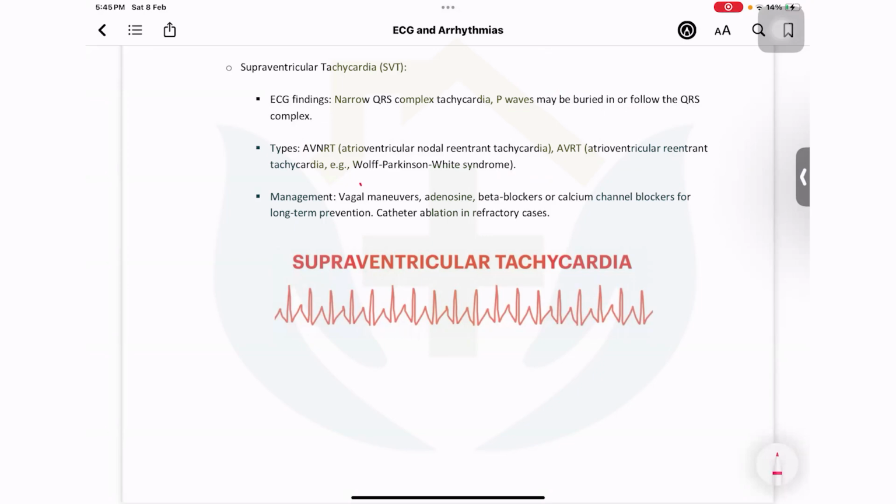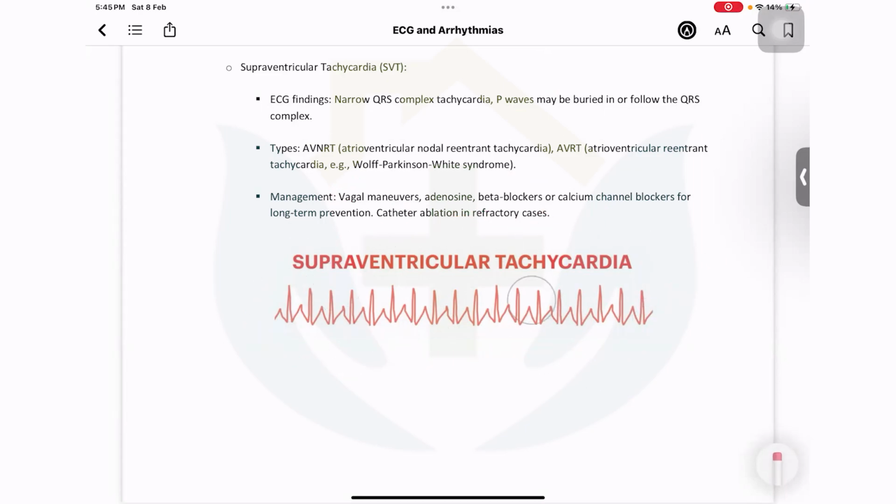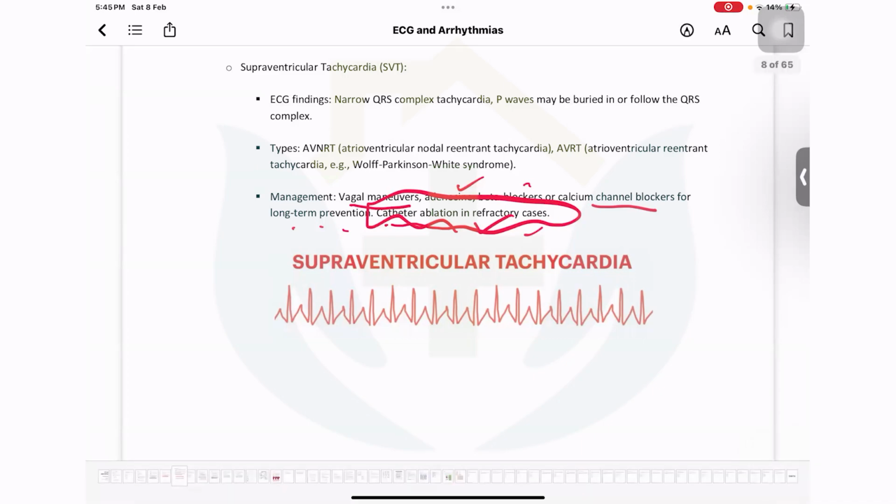Now the treatment for SVT, because I told you these patients usually are hemodynamically stable. It is one of the most benign arrhythmias. Everybody comes to the hospital. Nobody crashes and comes to the hospital, unlike other arrhythmias. So SVT can walk into your hospital. So vagal maneuvers, adenosine, beta blockers, calcium channel blockers, and long-term prevention can be done with catheter ablation. So you can actually burn that area which is throwing SVT.